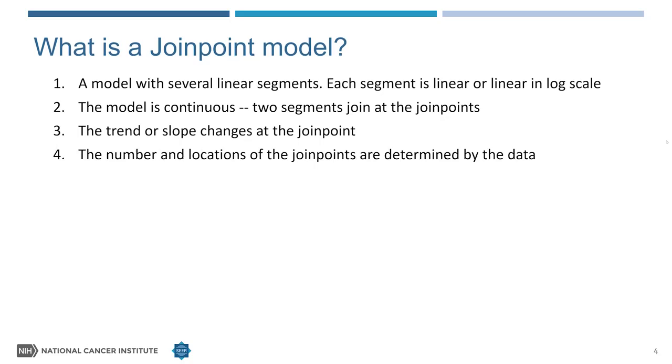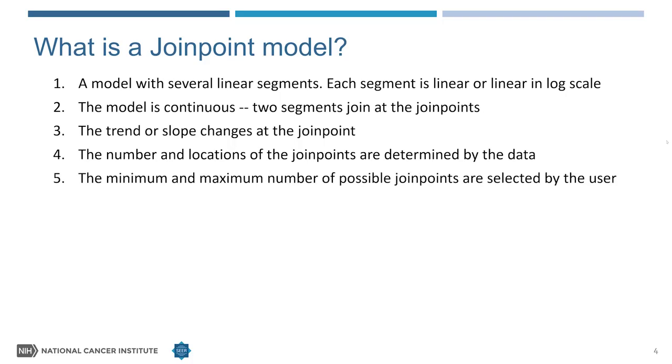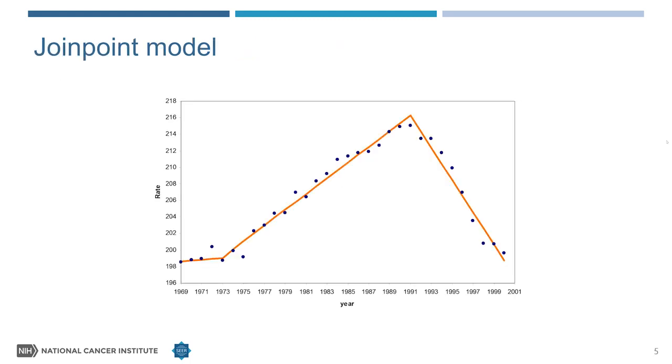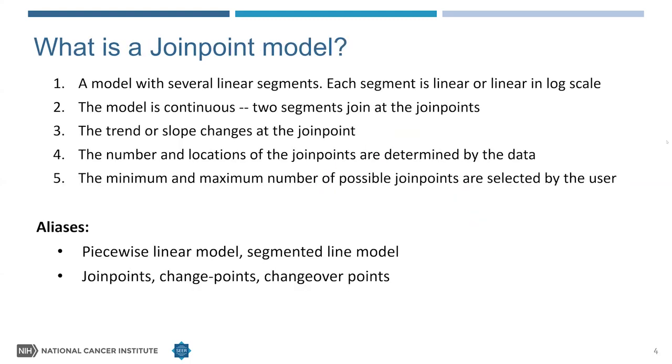The number and the locations of the joint points are determined by the data, and the maximum and minimum number of possible joint points are selected by the user. There are a few aliases used in the statistics literature, such as piecewise linear model, segmented line model. Joint points sometimes are called change points or changeover points.